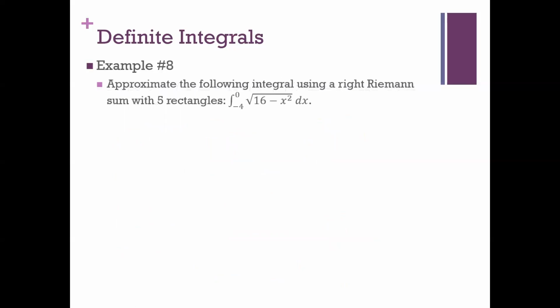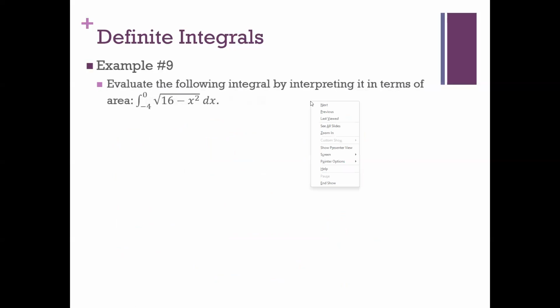All right. I want to do this. I'm going to go ahead and skip the Riemann sum one. Let's just skip right onto example 9 here. I want to find this integral by thinking about it in terms of an area. So what's the function we're trying to find the area underneath? 16 minus x squared. Okay. Do we know how to find areas like that?